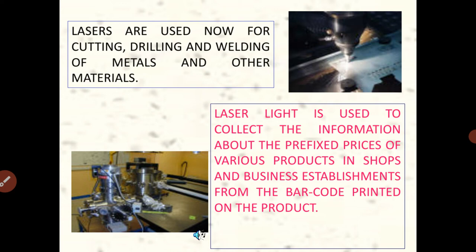Laser light is used to collect information about the prefixed prices of various products in shops and business establishments from the barcode printed on the product. We know that the barcode reader is made up of laser light, which is used to collect the information from the barcode which is already stuck on the products. So the barcode reader is one of the applications of this laser light.